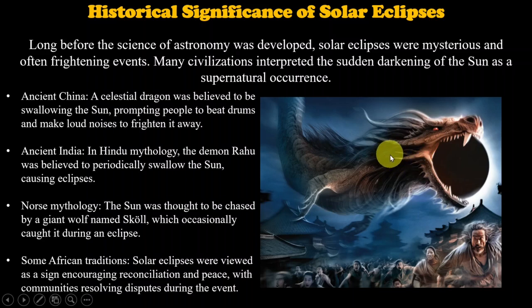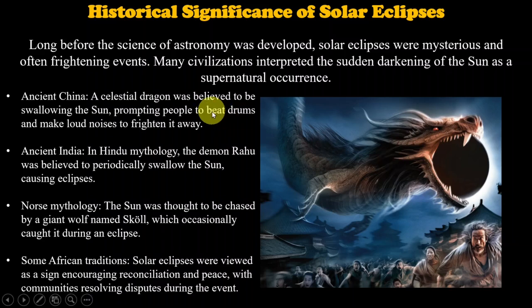Okay, so during the eclipse, the dragon is about to swallow the sun, and they get frightened. So what made sense to them was to start beating the drums. As they beat the drum, they beat it loud enough so that they would chase the dragon away. So that was what they thought was happening during a total solar eclipse.